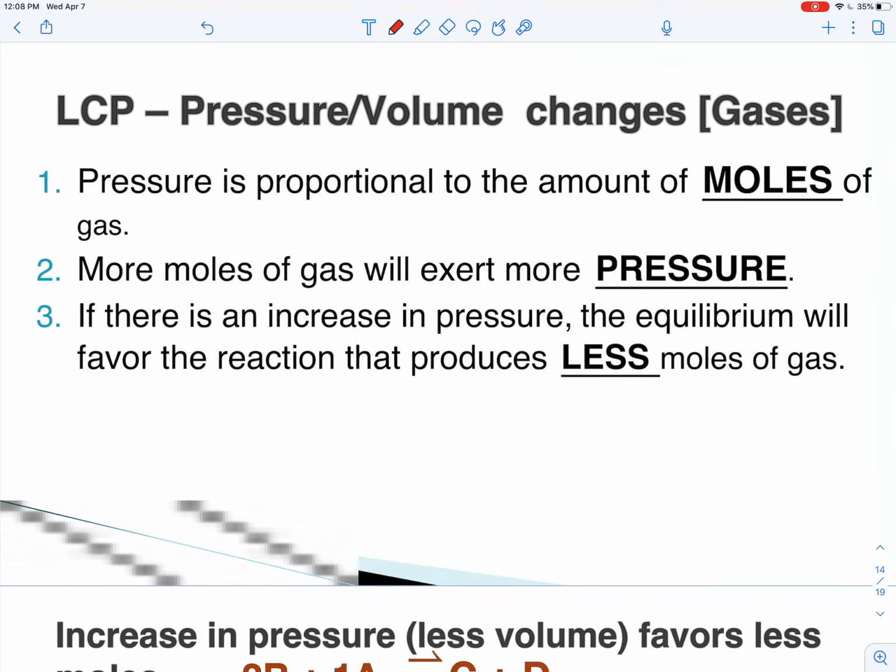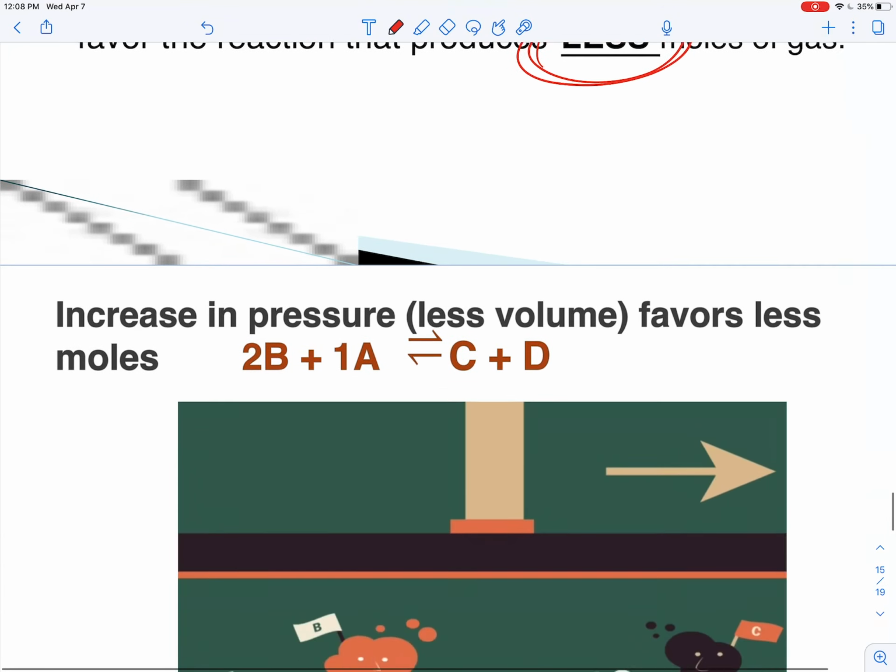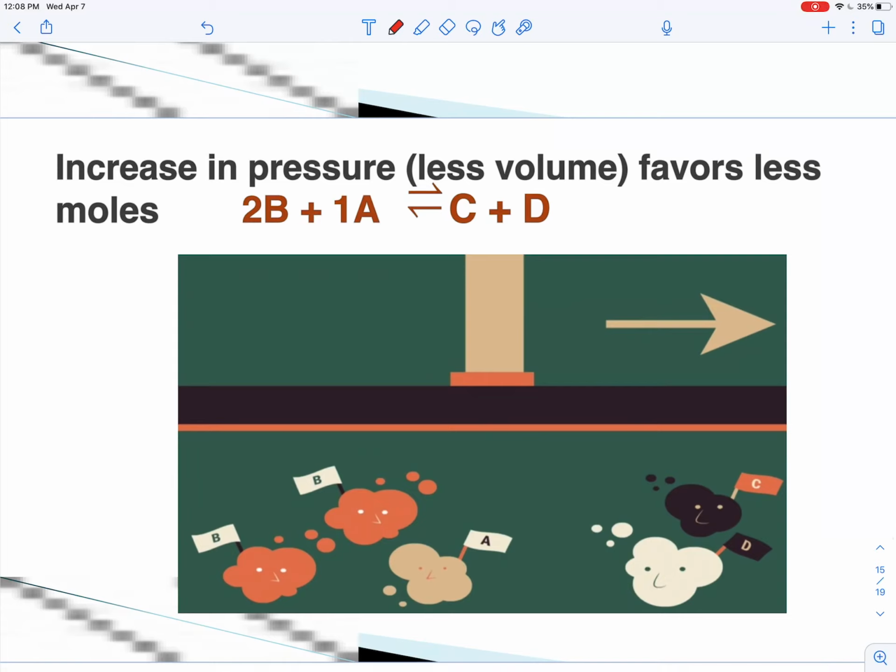Okay, lastly, equilibrium responds to changes in pressure. Pressure depends on the amount of moles of gas. More moles of gas, more pressure. So if there's an increase in pressure, equilibrium will shift to the side with less moles of gas. So we have to actually count how many moles of gas there are. So in this example, we've got 3 moles of gas on the left side compared to 2 on the right side.